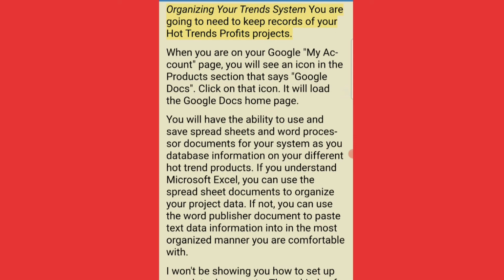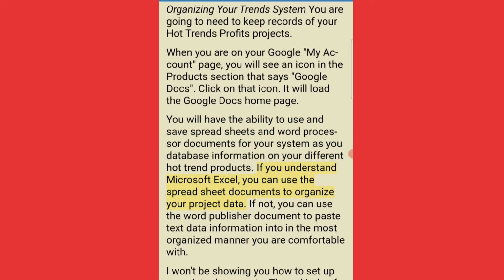Organizing your trends system: you are going to need to keep records of your hot trends profits projects. When you are on your Google My Account page, you will see an icon in the product section that says Google Docs. Click on that icon. It will load the Google Docs home page. You will have the ability to use and save spreadsheets and word processor documents for your system as you database information on your different hot trend products.